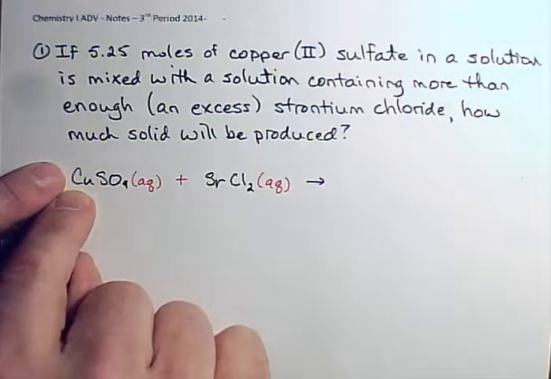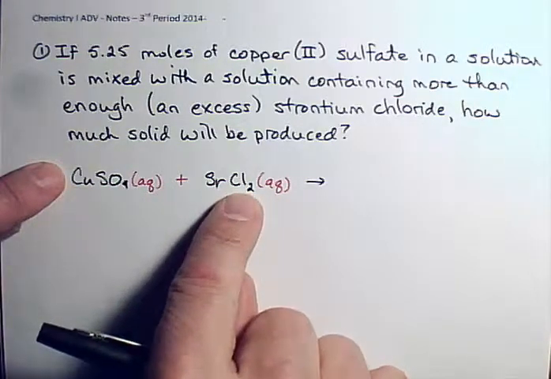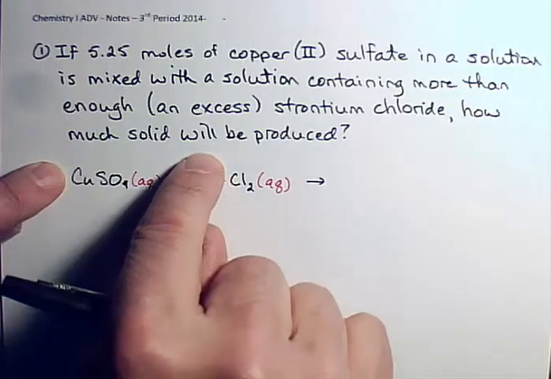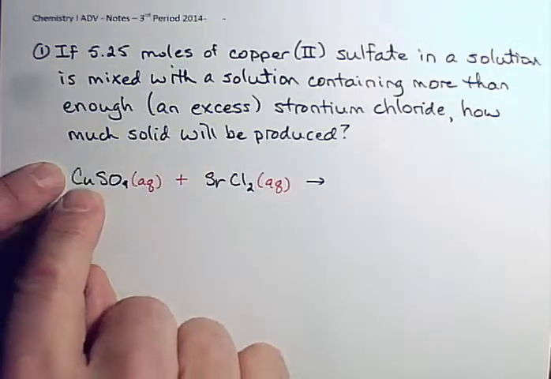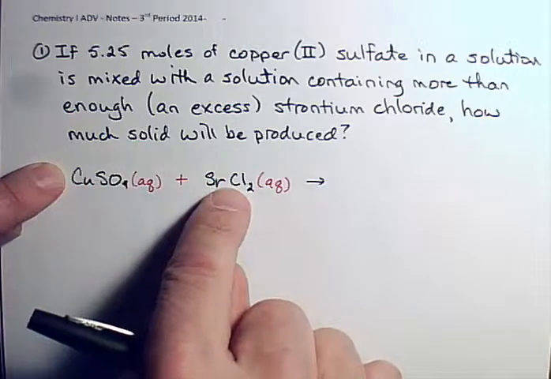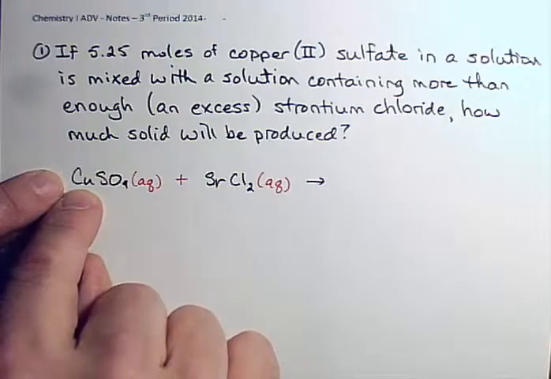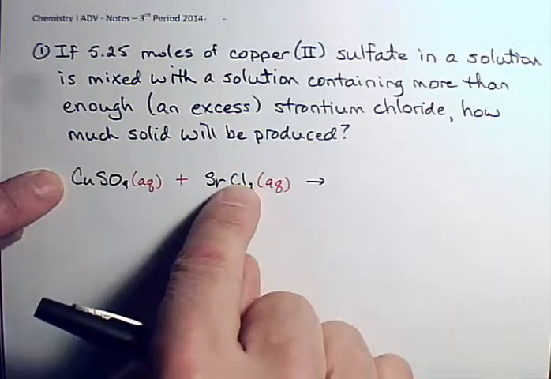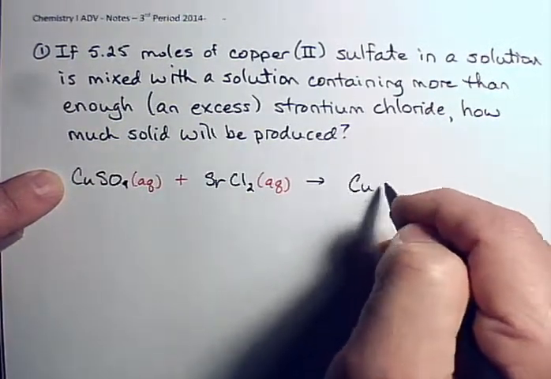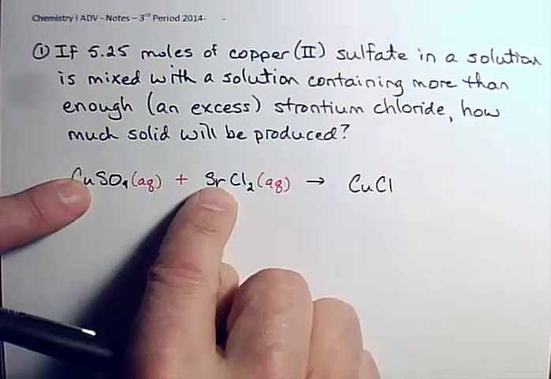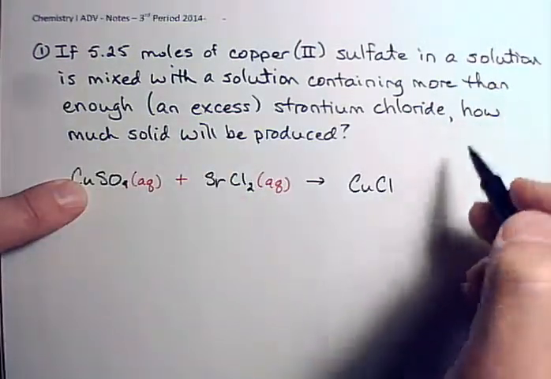The front part of this has to go with the back part of this. The front part of this has to go with the back part of this. The positive part has to go with the negative part. So if there's going to be a reaction, copper has to join up with chlorine, and strontium has to join up with sulfate.